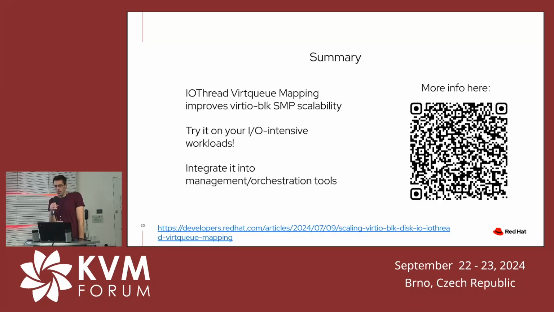Okay, so to summarize, IOThread Virtqueue Mapping is a virtio-blk feature that improves scalability. It's really designed for I/O-intensive workloads. So if you have workloads that have many vCPUs and are driving a lot of I/O, you can probably improve your IOPS and reduce the virtualization overhead by trying this out.